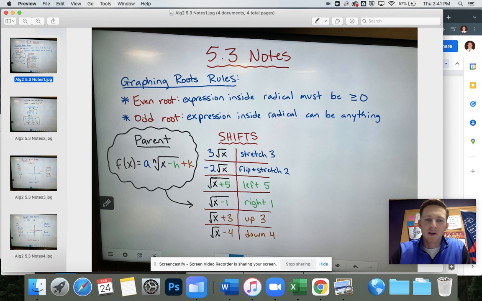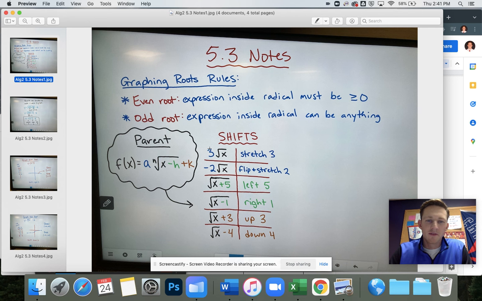So if it's even, it has to be positive or equal to zero. If it's an odd root, like the third root or the fifth root or the seventh root, it's okay to be positive or negative. And the function that we're going to be graphing is kind of based off this parent function right here. So here's our root, the nth root, we'll call it, whether that's a square root or a cube root or a fourth root. But these colored letters like A, H, and K are going to tell us everything we need to know about this graph. So the shifts that are going to happen, let's just take a look at when we have a number on the outside or out in front.